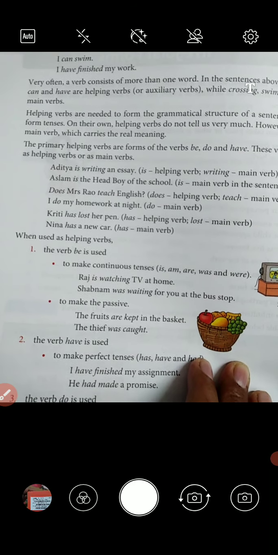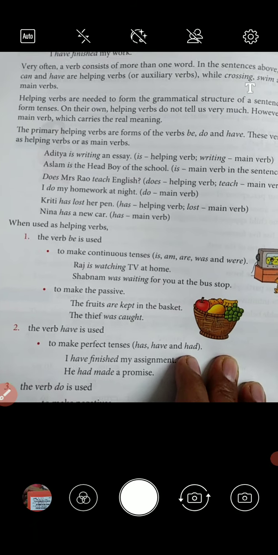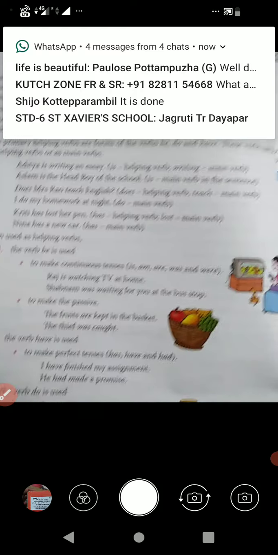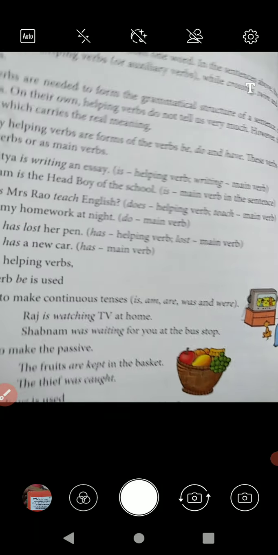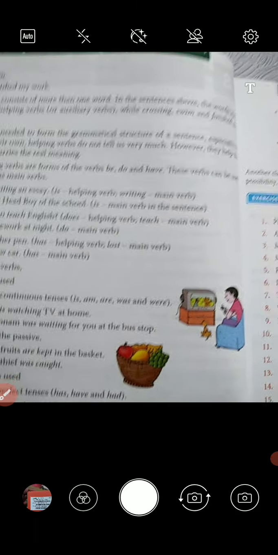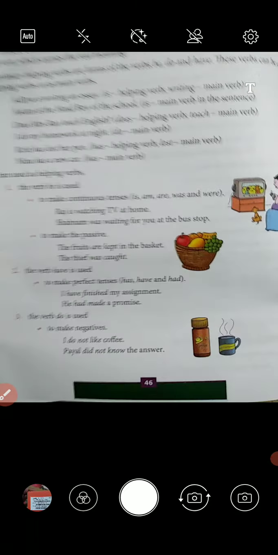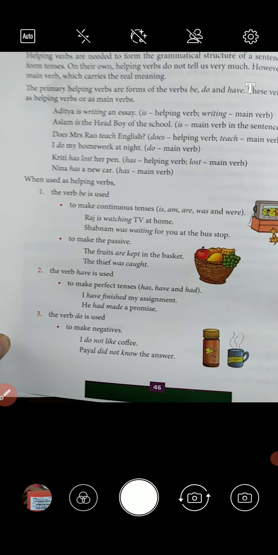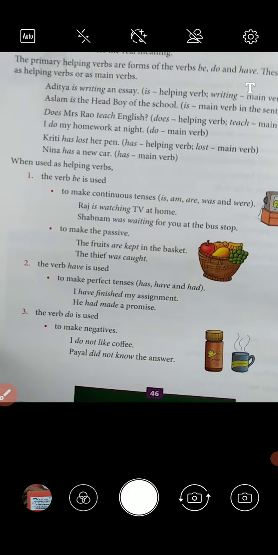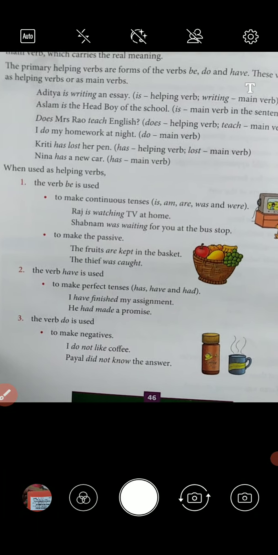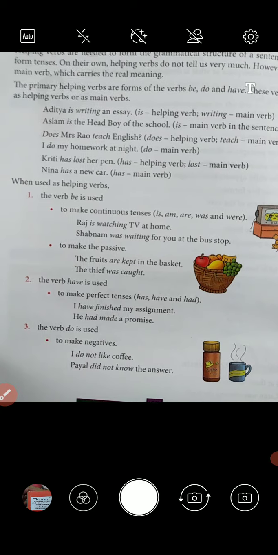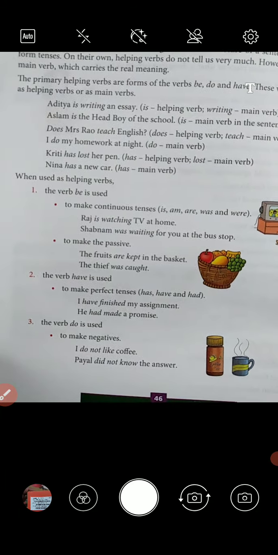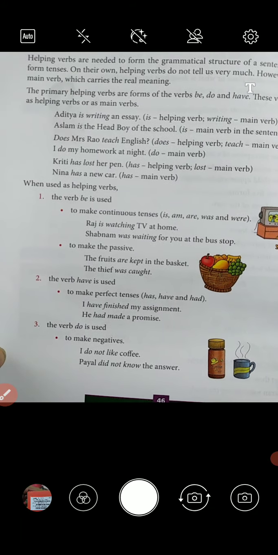So when used as a helping verb, the verb be is used to make continuous tenses. So what are continuous tenses? We already said continuous tense: we make use of the ing form, verb plus ing. For example, is, am, are, was, and were. Now look at the sentences. Raj is watching TV at home.